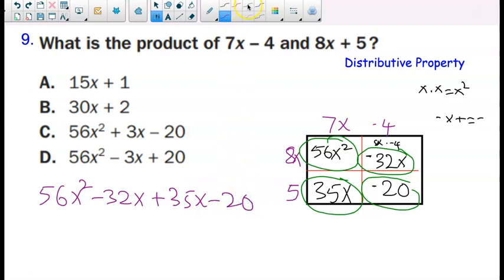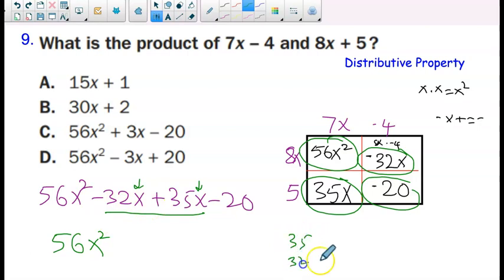Out of these four terms, only the second and third are like terms. One is minus 32x, you have x here, that is also x. Those two are the like terms, you can combine them. So what do you get next? 56x square, 35x positive and that is negative. I'll remove the small number from the greater, that is 35 minus 32 gives me 3. And this bigger number has a positive sign, so I can write a plus 3x minus 20.